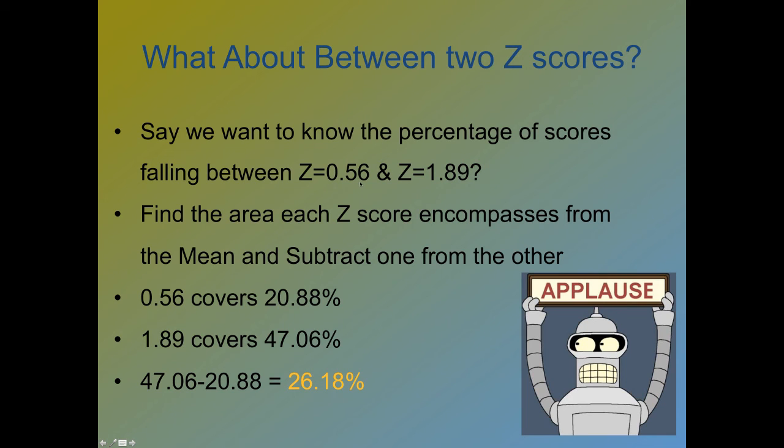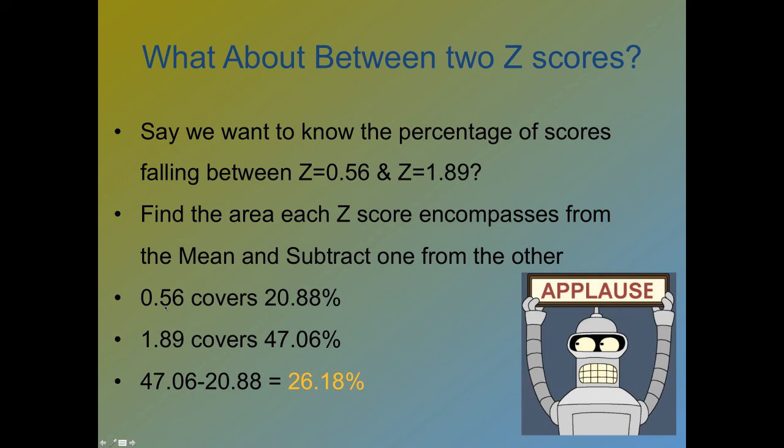So I'm asking you to find the area that is between 0.56 z-scores above the mean and a z-score of 1.89. Okay, so here you're going to need to look at your z-table, and you're going to see that a 0.56 z-score corresponds to an area of 20.88, and a z-score of 1.89 corresponds to an area of 47.06. Now, what you need to be careful about here is to get rid of the overlap, right? Because remember that the z-table gives you the area from the mean all the way to that particular z-score.